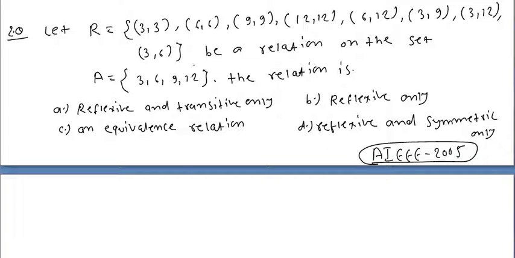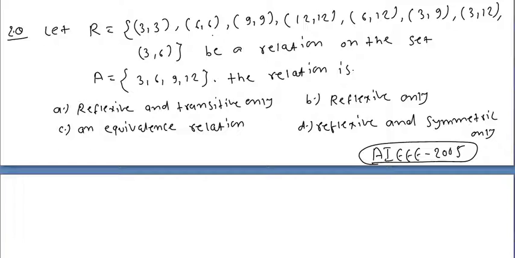So just check: (3,3) is available, (6,6) is available. Just check the ordered pairs which start from 3. First check whether (3,9) is available or not. (3,9) is the same here, so it is available.